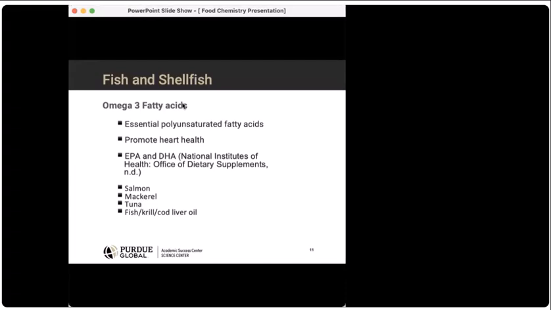And of course, two of the most important or well-known omega-3s are EPA and DHA. So if you want to get omega-3 fatty acids in our diet, a couple examples to consume would be things like salmon, crab, tuna, fish oil, krill oil, or cod liver oil. And speaking of food coming from the water, note that seaweed and algae are also good choices for getting your omega-3s.